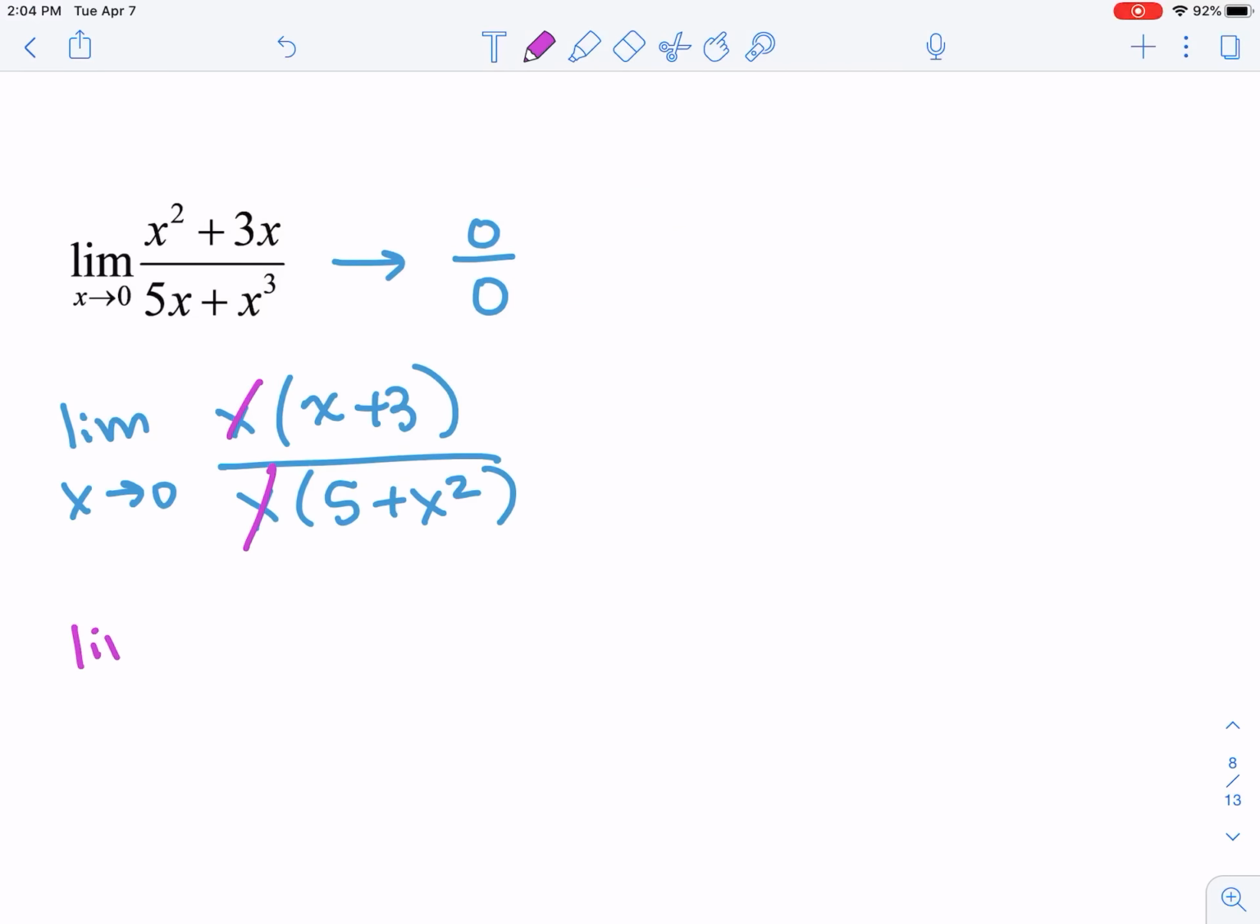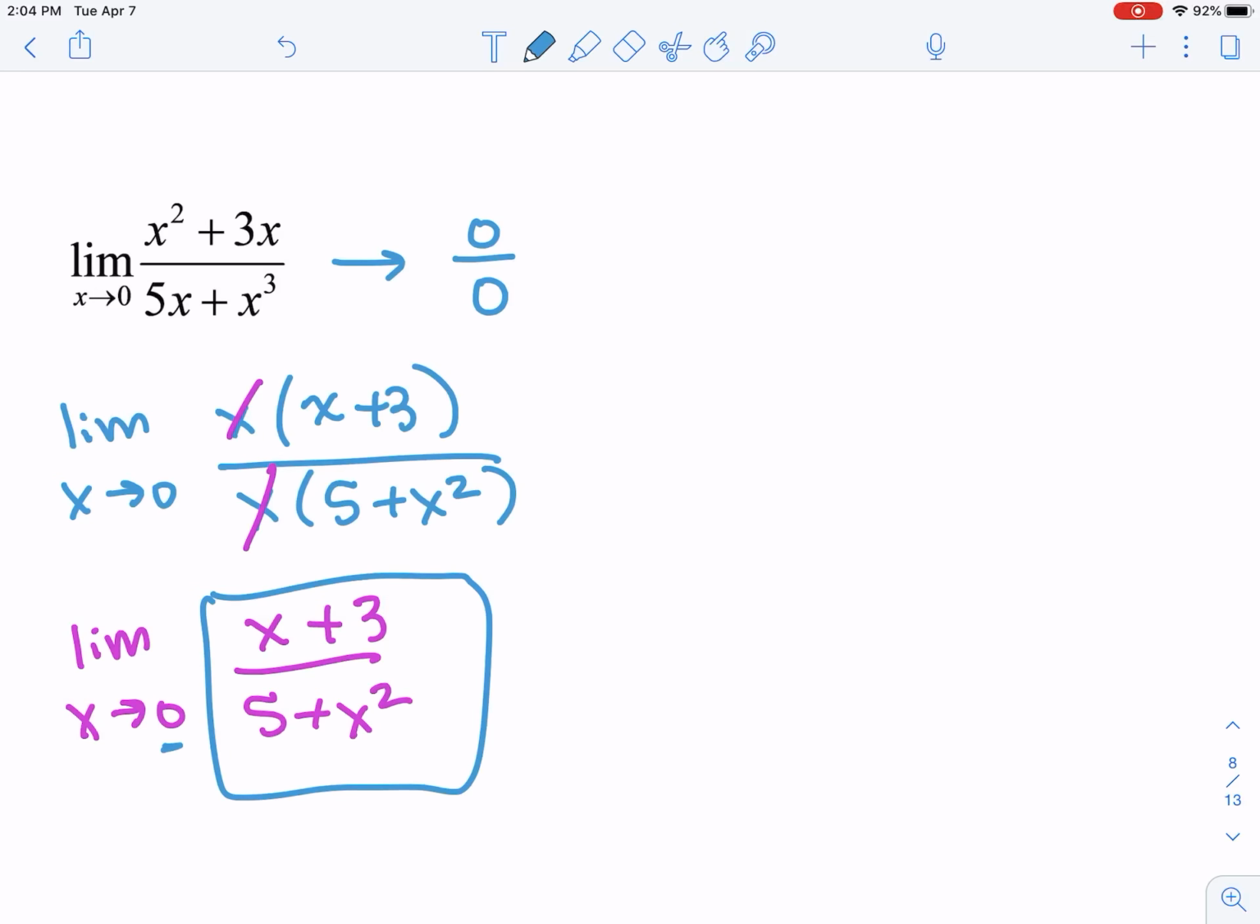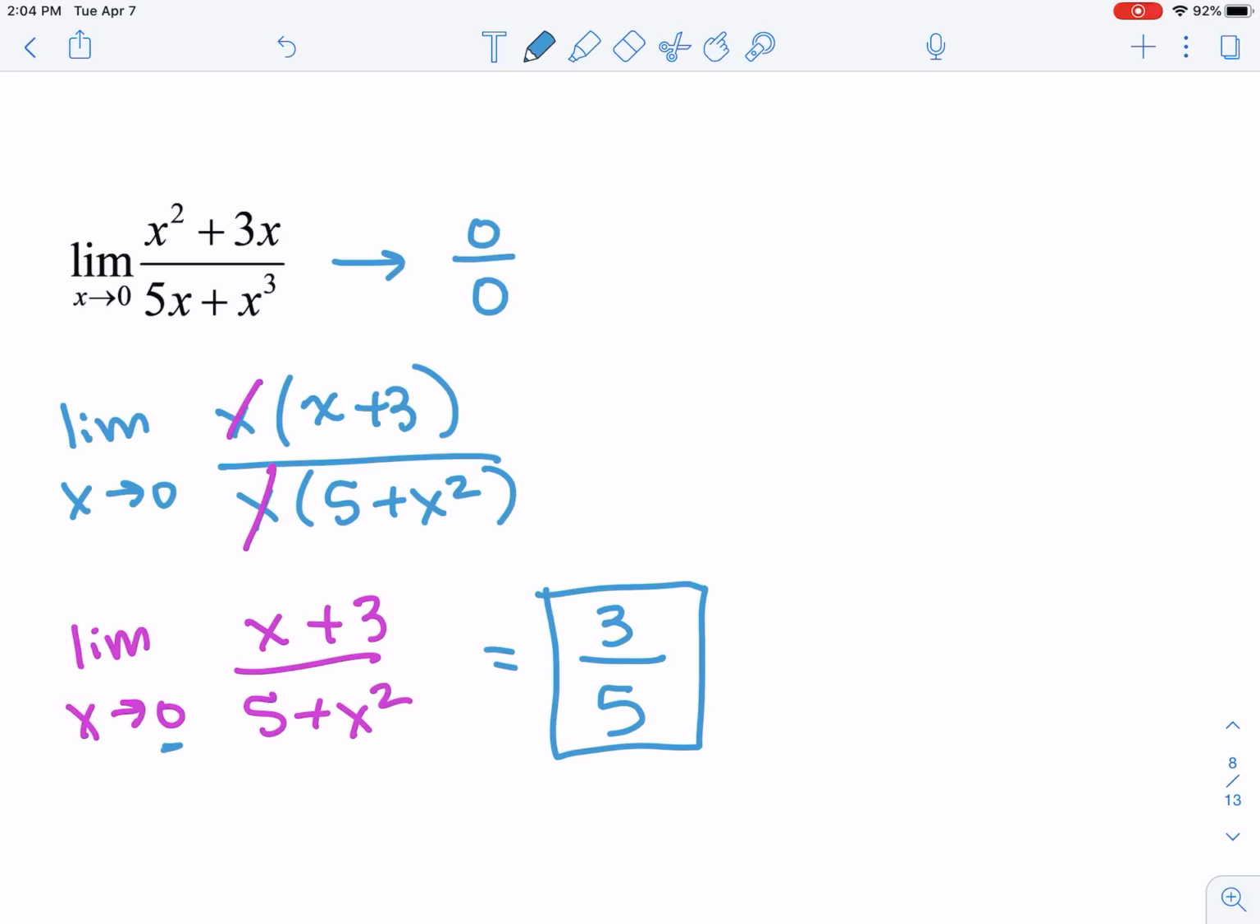So I'm going to rewrite this just so it's clear what we're plugging 0 into. All right, so now I'm going to plug in 0 for any x I see in that expression. So that's going to give me 0 plus 3 in the numerator and 5 plus 0 in the denominator. So final answer, my limit as x approaches 0 is 3/5. Okay, not too bad.